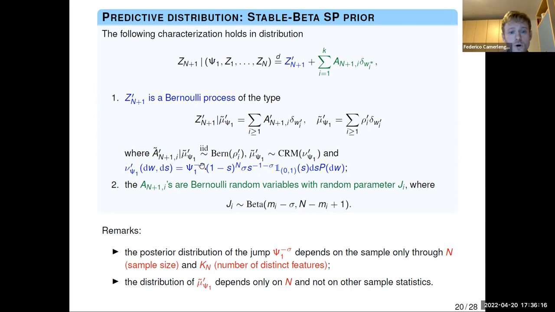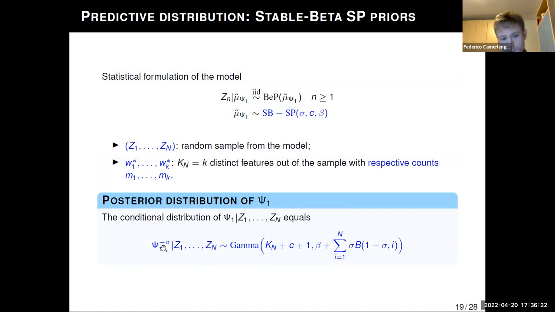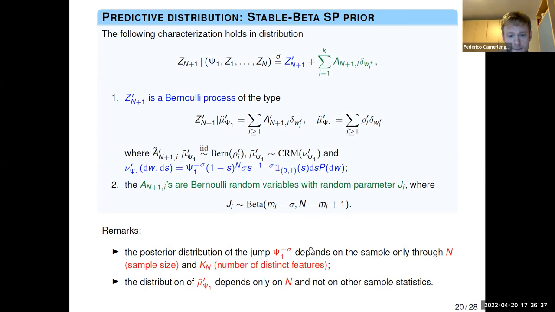And as you can see from the previous slide, the distribution of C1 to the power minus sigma depends on the initial sample only through the sample size and the number of distinct features. So the use of this new class of processes has the advantage to enrich the predictive structure with respect to the case of completely random measures. And in particular, the predictive distribution of the number of new features, so the posterior distribution for statistics involving new features, depends on the initial sample only through the sample size n and the number of distinct features. So this is very, very important.